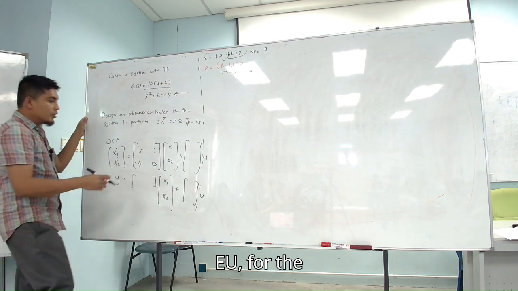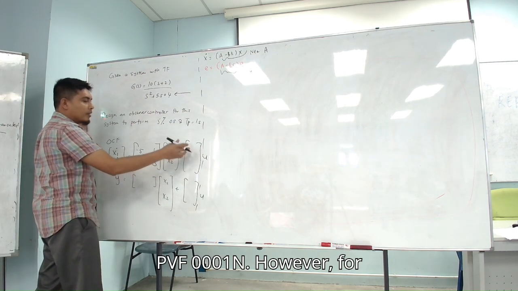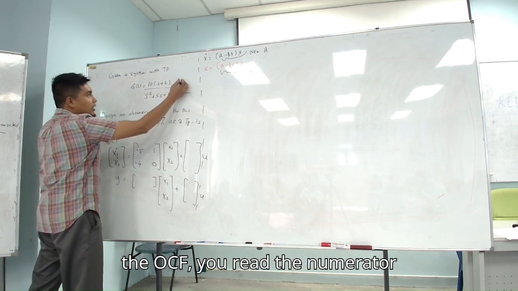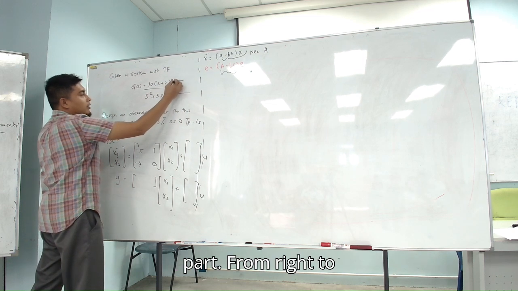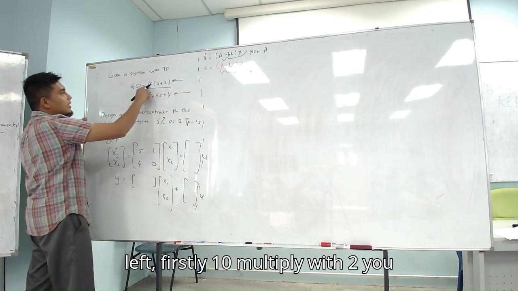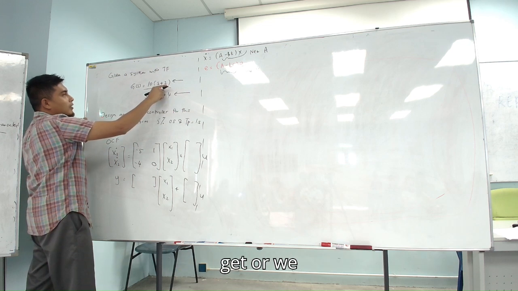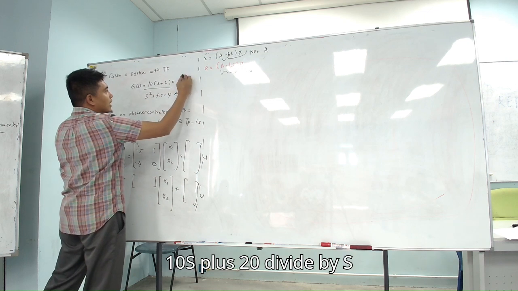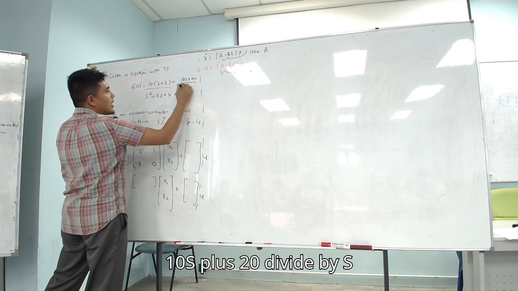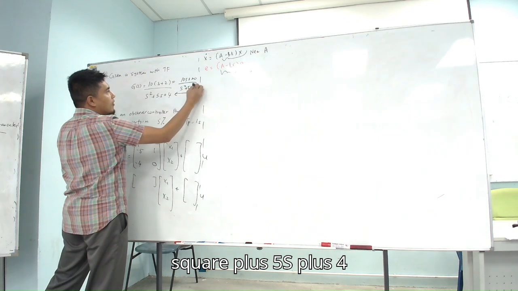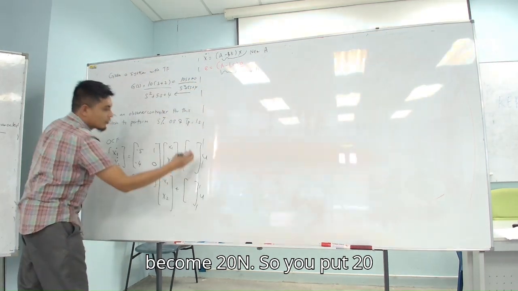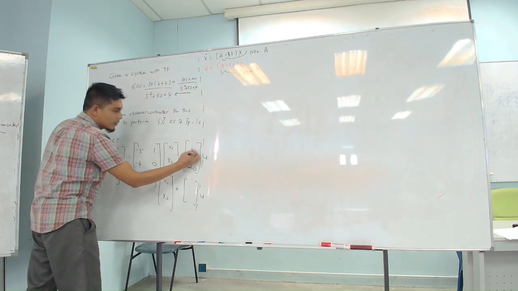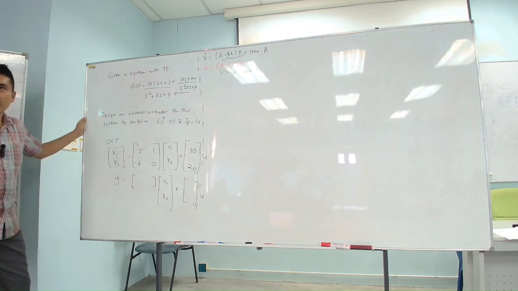Okay, for the B matrix, for the PVF it is 0 0 0 1. However, for the OCF, you read the numerator part from right to left. Firstly, 10 multiplied by s plus 2, or we expand it, becomes 10s plus 20, divided by s squared plus 5s plus 4. So the first is 20. So you put 20 first and then go up and then 10. Okay.